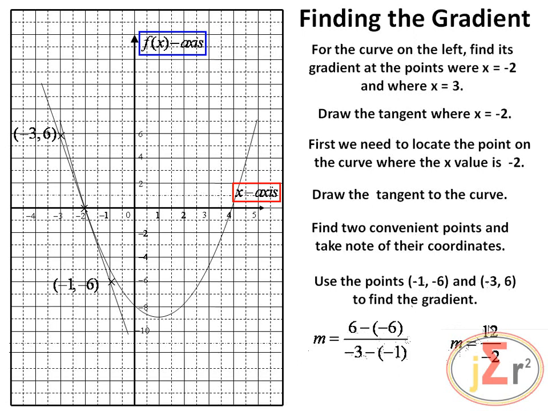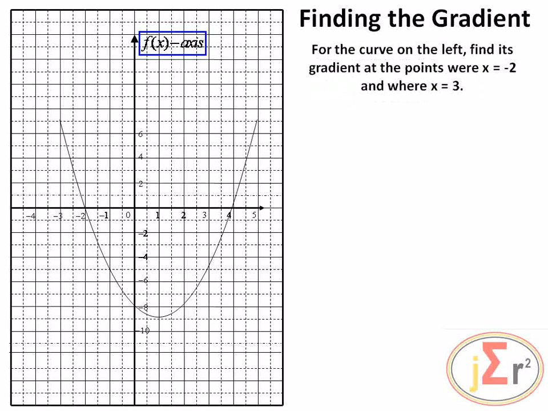M is equal to 12 divided by -2. So let's say that again. We have here 6 minus -6 and -3 minus -1. And that is going to be used to find our gradient. And of course, manipulating your directed numbers, in a second we have M is equal to 12 divided by -2, which will turn out to be M is equal to -6. That is the gradient.